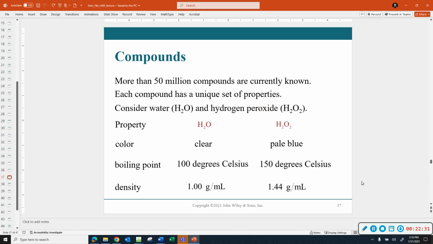Here's an example of different compounds that can have the same elements but be radically different. Here we have H2O2 and H2O: hydrogen peroxide and water. One you drink; the other you don't want to drink, but you can use it on your toothbrush to whiten your teeth, or put it on cuts to sterilize. Pure hydrogen peroxide is a slight pale blue, just really light blue. The boiling point of hydrogen peroxide is slightly higher, and the density is also slightly higher. So same two elements, but radically different properties.